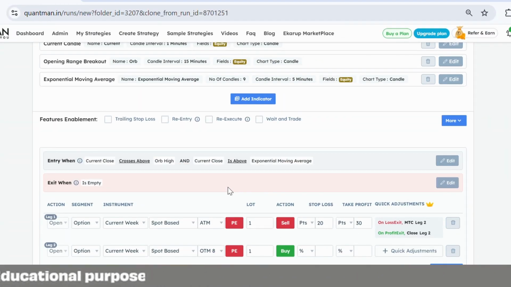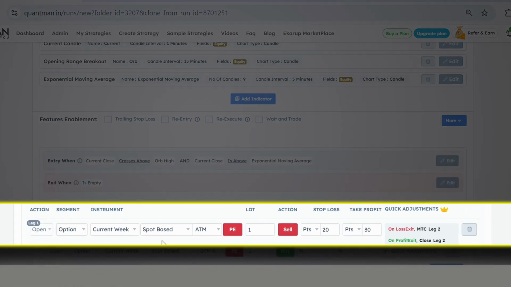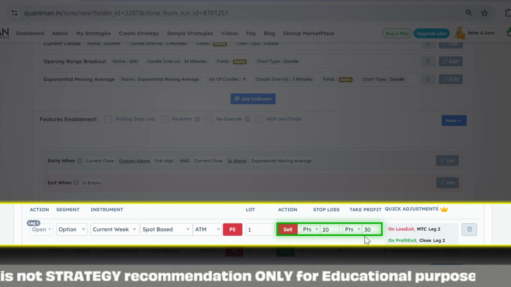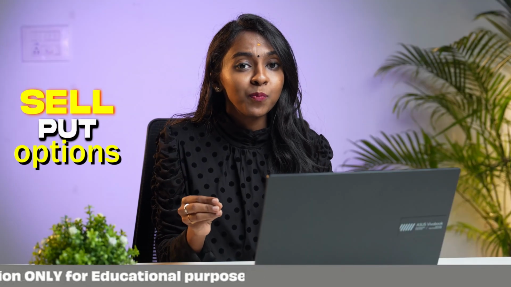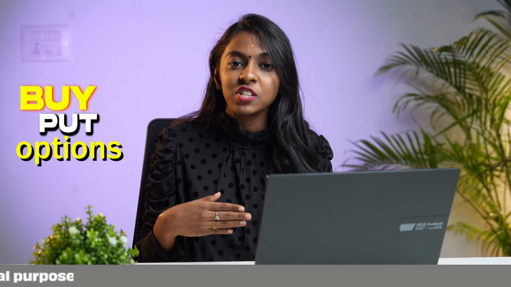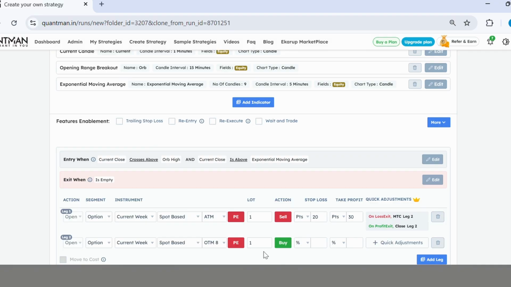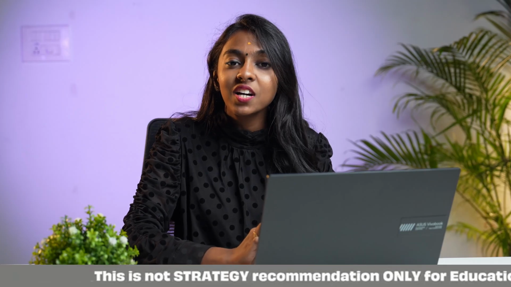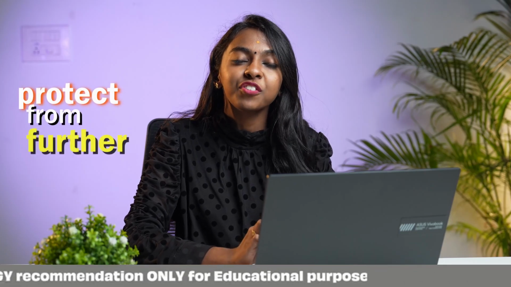So whenever the market is in an uptrend, then I'm going to sell a put option of the spot-based ATM and we are going to give the stop loss of 20 points and take profit of 30 points. As we are going to sell the put option, we are going to buy a put option to hedge our positions. We are going to buy the put option of one lot in the OTM 8 strike. In case the market gets reversed, it will help us to protect from further losses.